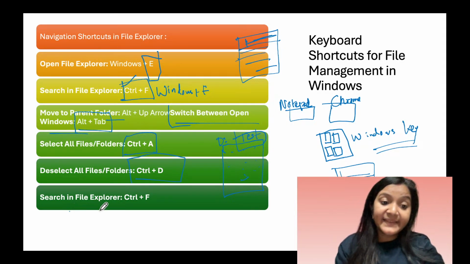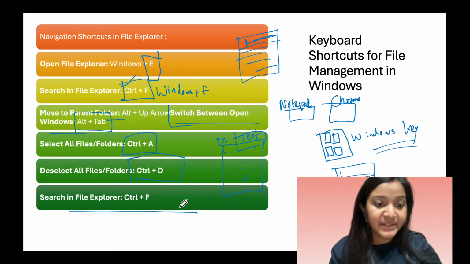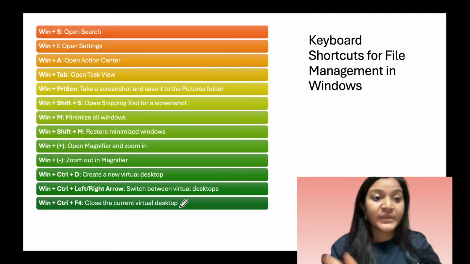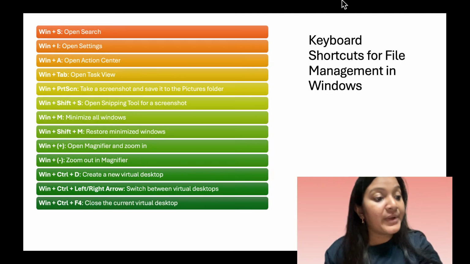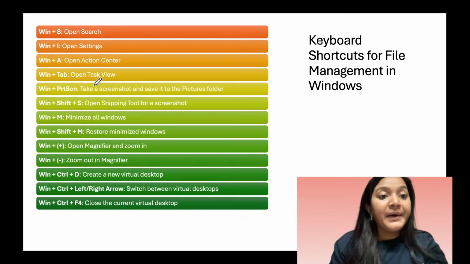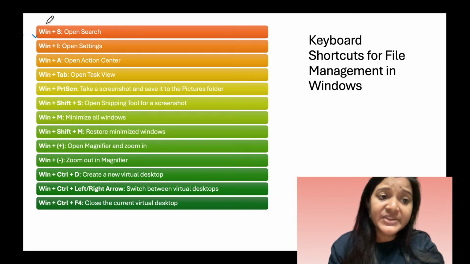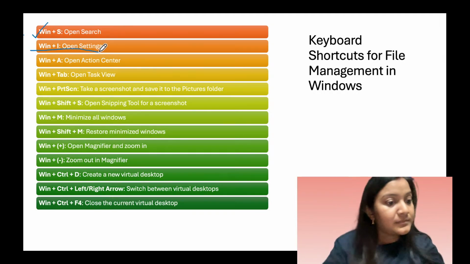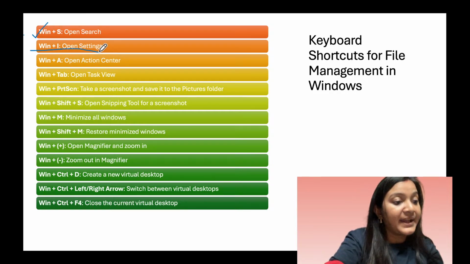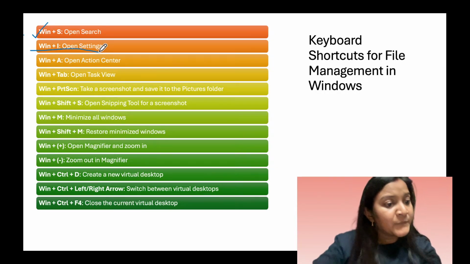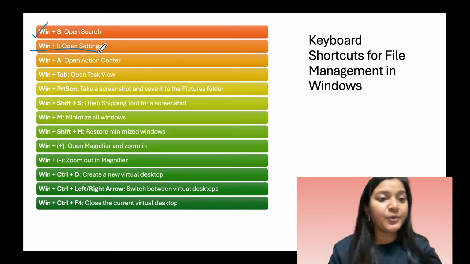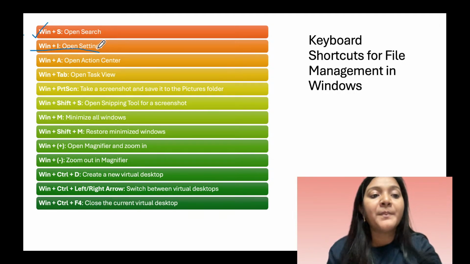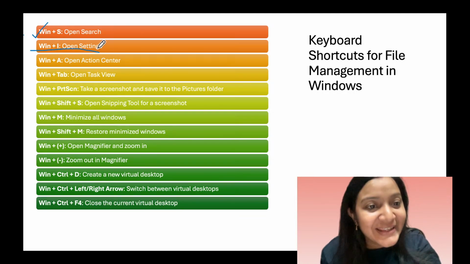Again, search in file, Control plus F. This has been repeated. Okay, next I'll be moving forward. Open search: Windows plus S. Open settings. If you want to open settings, so what will you do? I'm just going through the comments. Any comment? Okay, settings, if you have to open, just press Windows key and I.